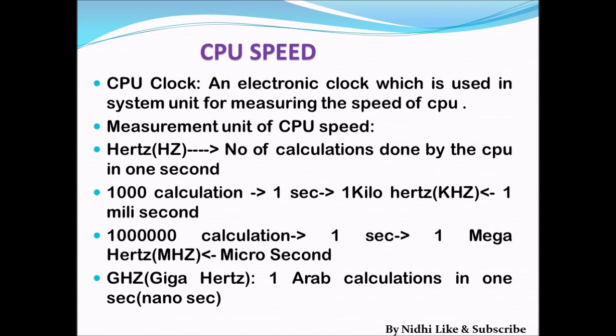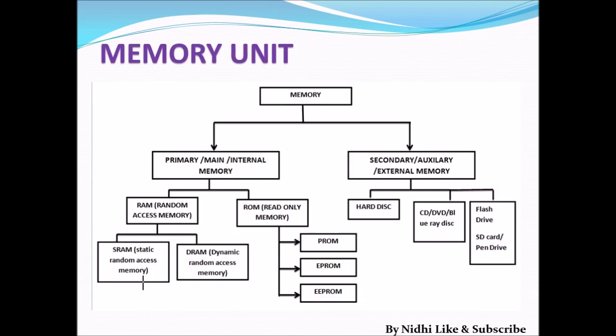Next is the memory unit. Memory is categorized into mainly two parts, primary memory and secondary memory. Primary memory is also known as main memory or internal memory, and secondary memory is also known as auxiliary memory or external memory. One more memory is also there, known as cache memory, and sometimes it is counted in primary memory, but we can represent it separately also.